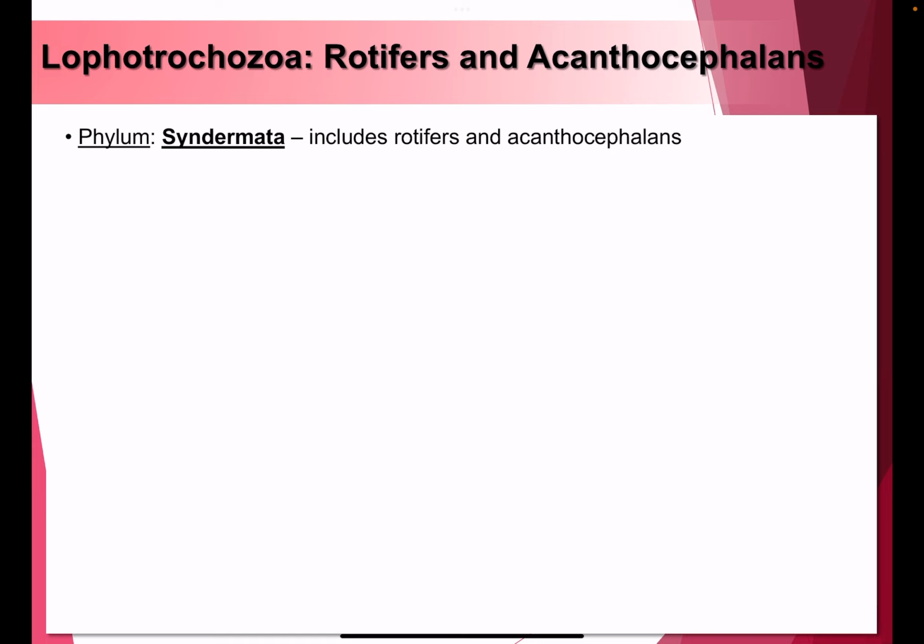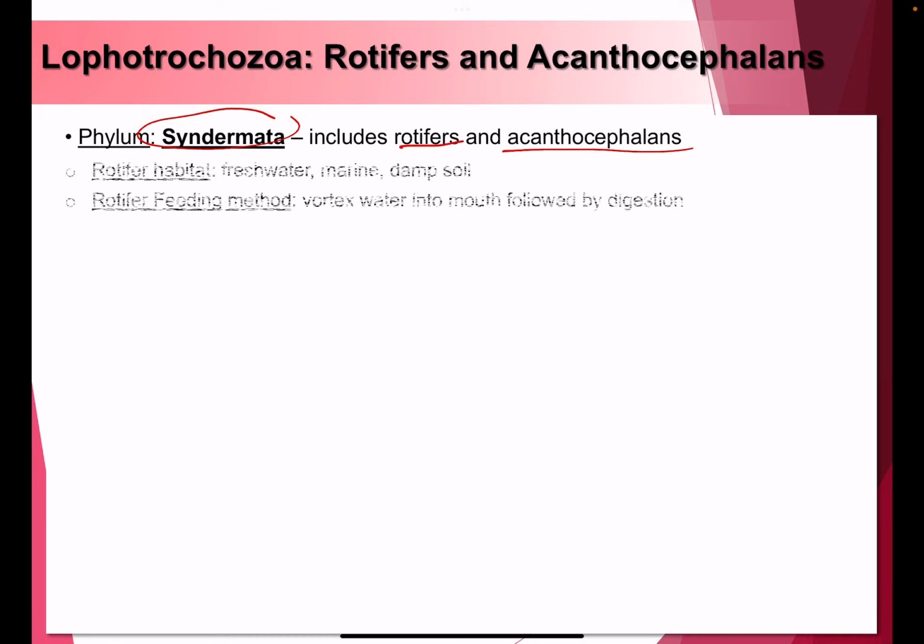So now moving on to the next phylum called the Syndermata, which includes species that are called rotifers and acanthocephalans. Again, rotifers and acanthocephalans used to be classified as separate phyla. Nowadays, they know they actually share a lot of similarities, so they are now considered as one phylum called Syndermata. Now, we'll start by talking about rotifers first.